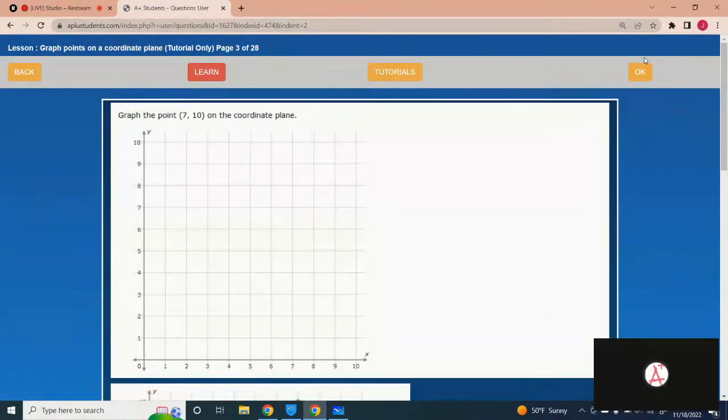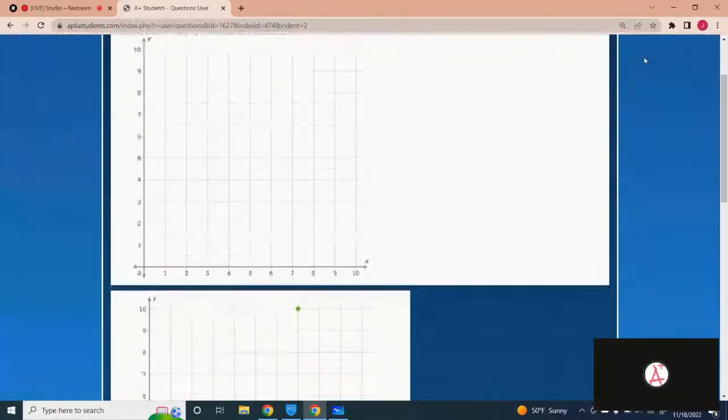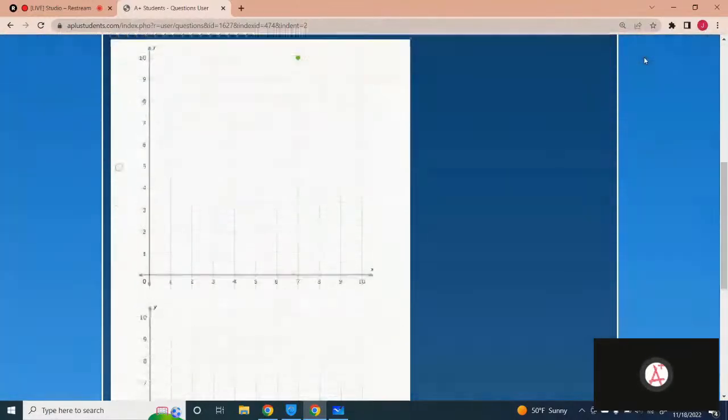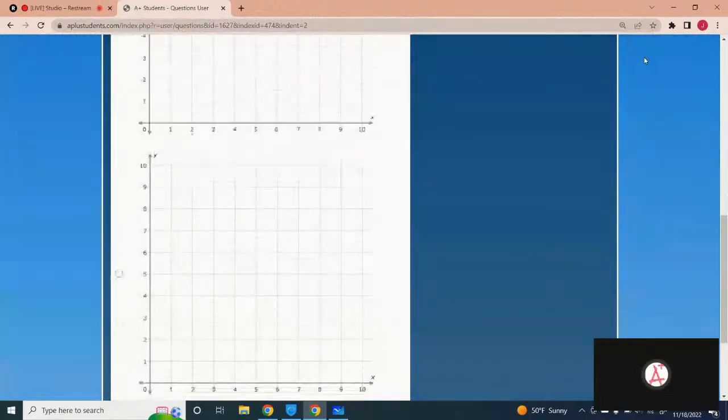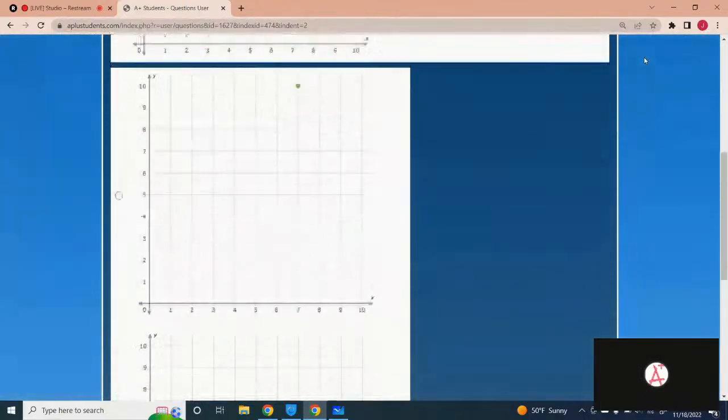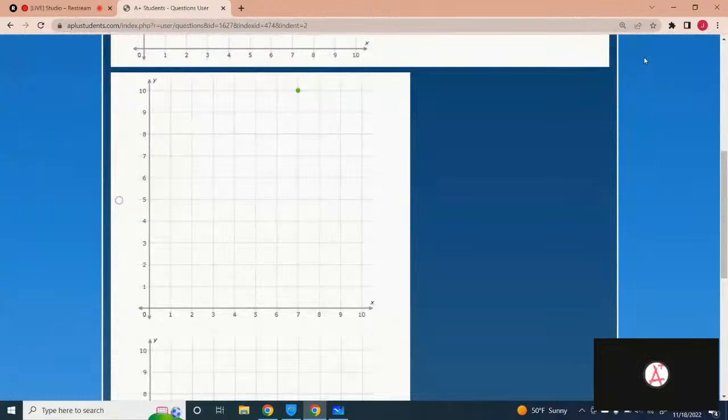Got it? Okay, the next one is graph the point 7, 10 on the coordinate plane. So which option is the correct one? 7 and 10, is it the first option or the second option? Which option is the correct one?